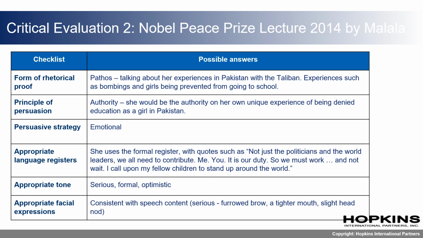Evaluating this talk with our checklist, we can possibly come up with the following evaluation. 1. Form of rhetorical proof. Pathos: talking about her experiences in Pakistan with the Taliban. Experiences such as bombings and girls being prevented from going to school. 2. Principle of persuasion. Authority: she would be the authority on her own unique experience of being denied education as a girl in Pakistan.